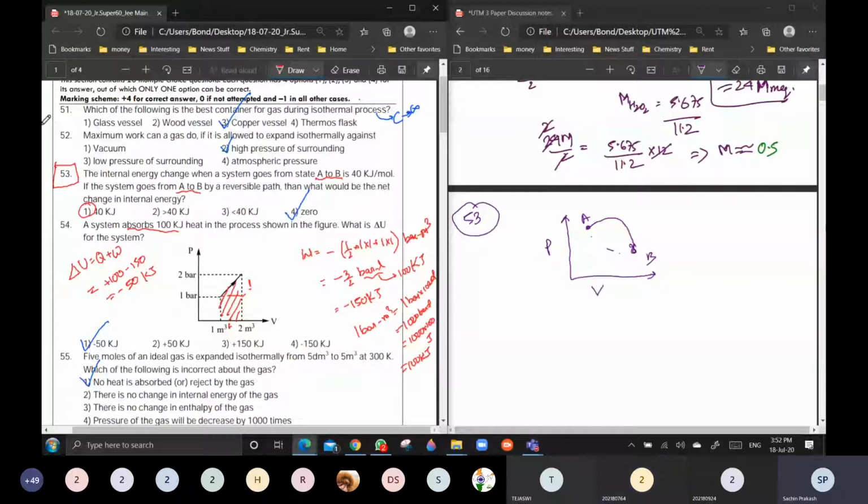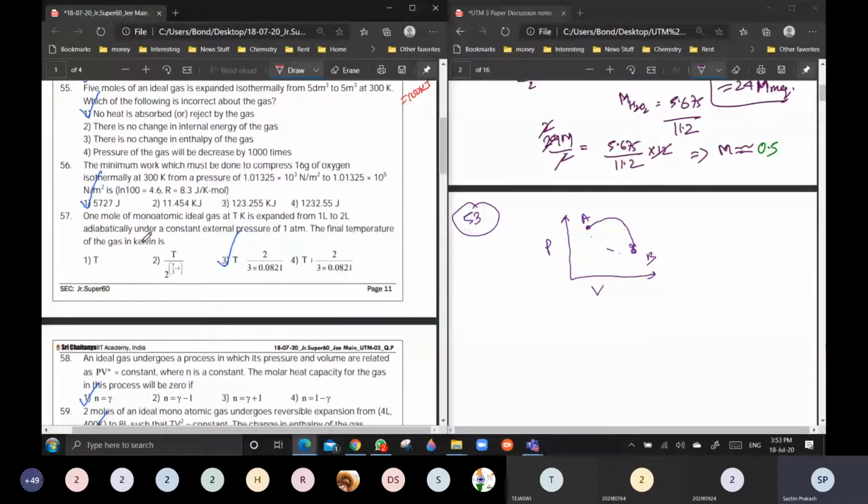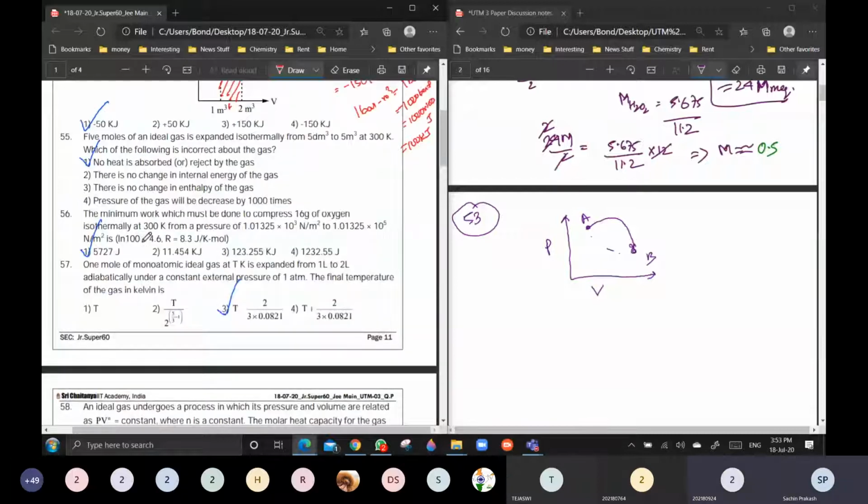So after 53, up to 55 to 57. 55. Now you see, 5 moles of an ideal gas is expanded isothermally from 5 liters, which is 5 dm cube, to 5 meter cube, which is 5,000 liters. What is correct about the gas? If your volume is increasing by 1,000 times, then pressure will decrease by 1,000 times. That is correct.